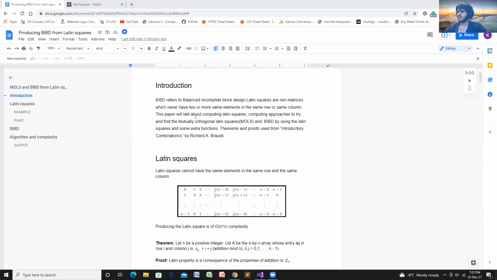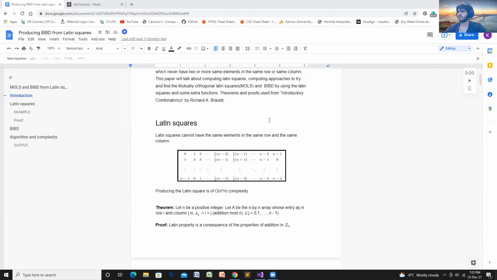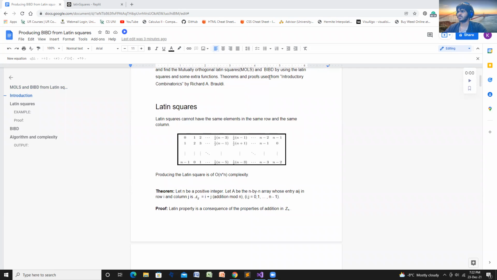So this paper will talk about computing Latin squares and computing approaches to try and find the MOLS and BIBD by using the Latin squares and some extra functions. The theorems and proofs are used from Introductory Combinatorics by Richard A. Brualdi.